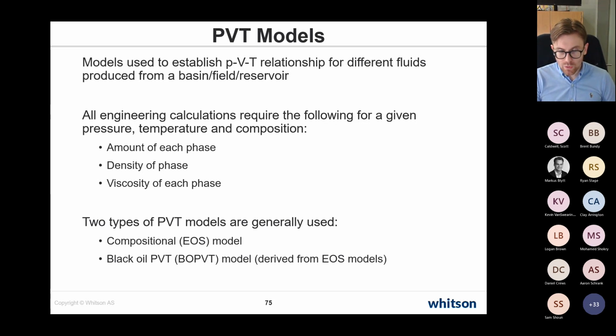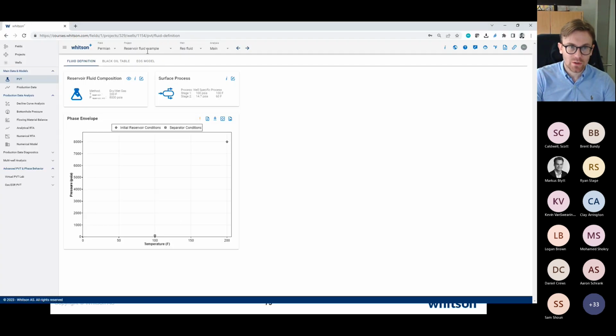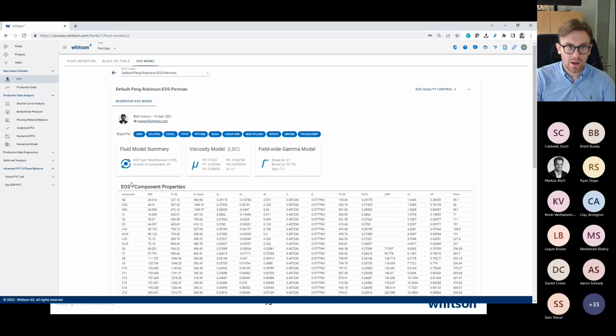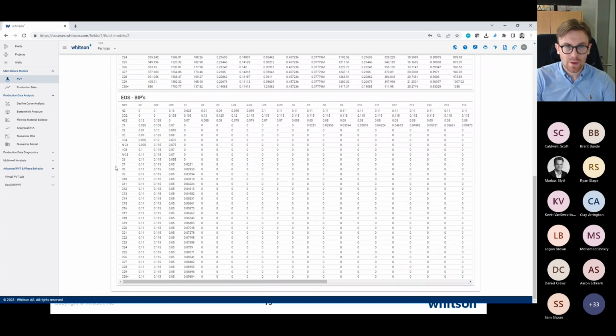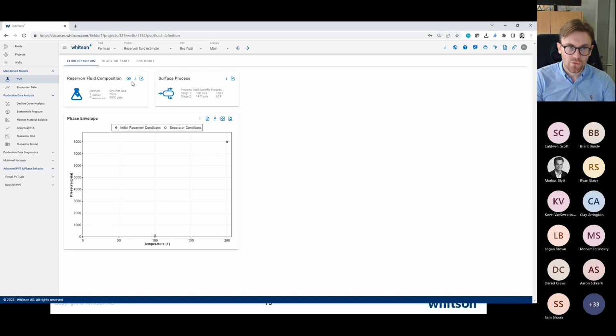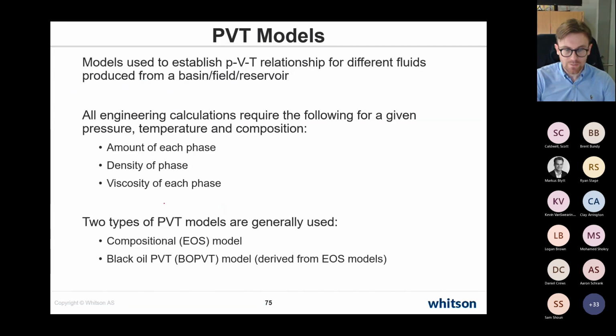There's two different ways to model this in the oil and gas industry, and that's with a compositional model, a so-called equation of state model. Every single calculation we did now was with this equation of state model that we were running in the background right here. Okay, so this is an equation of state model that's been used to fuel all our calculations.